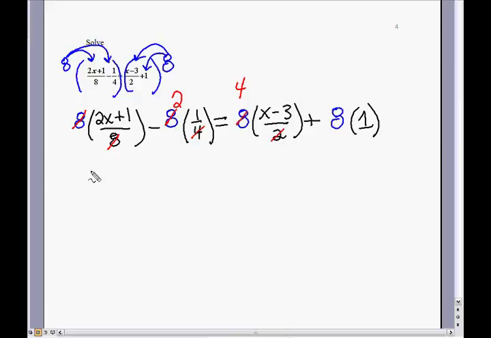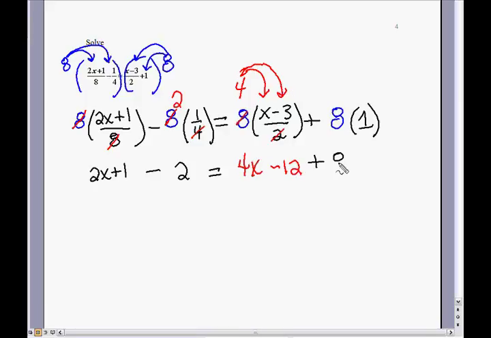So this leaves me with 2x plus 1 minus 2 is equal to, multiplying the 4 to the x will give us 4x, minus, and multiplying the 4 to the 3 will give us 12, which is added to 8.